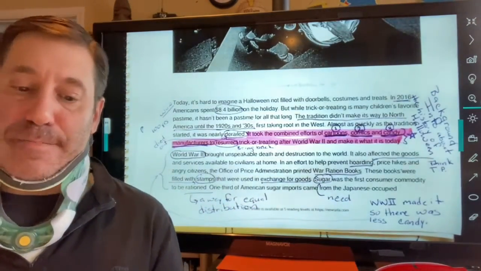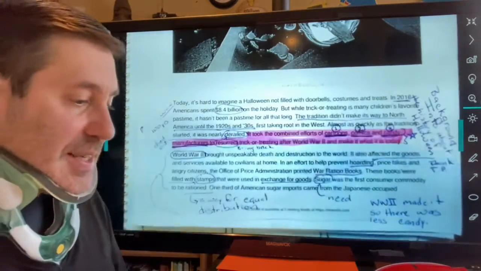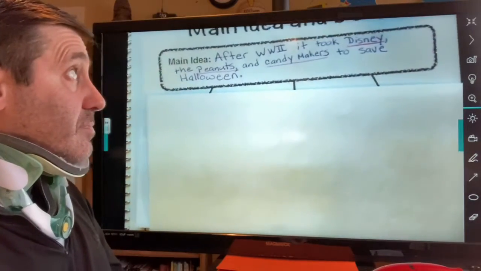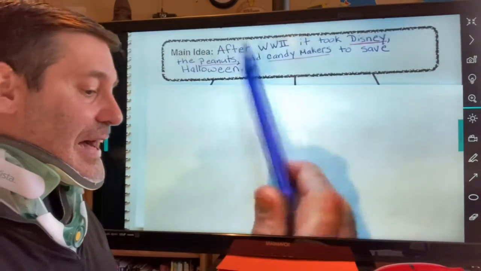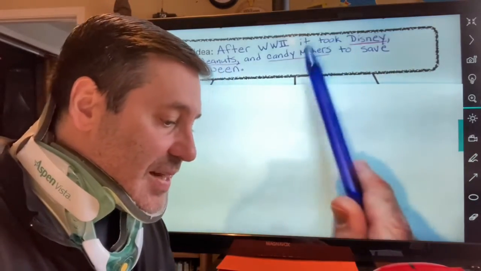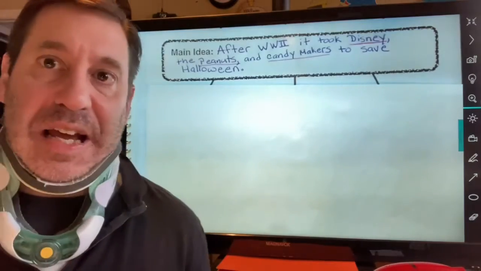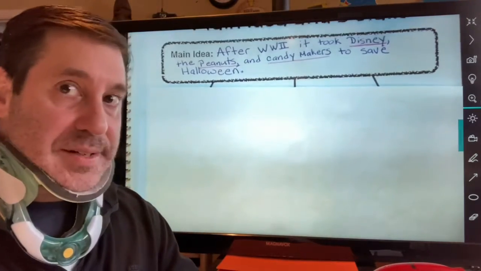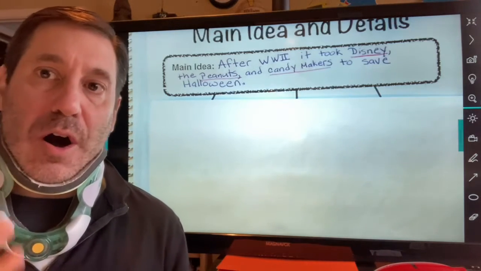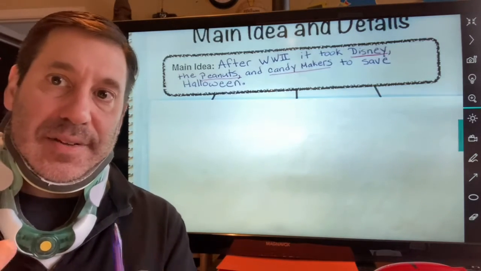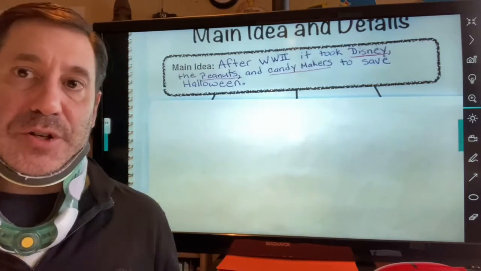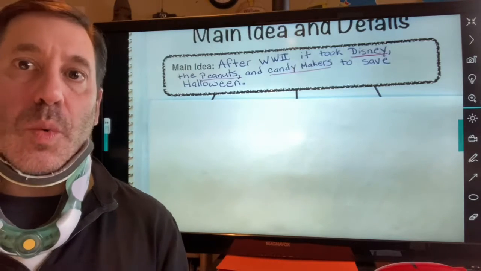So when I go to write my main idea in my graphic organizer, this is what I ended up writing. After World War II, it took Disney, the Peanuts, and candy manufacturers to save Halloween. It is important that you have when this happened, after World War II, and it is important that you have all three of these groups, Disney, the Peanuts, and the candy manufacturers, and it's important that you have what they did. Now, you could write this any way that you want, all right?